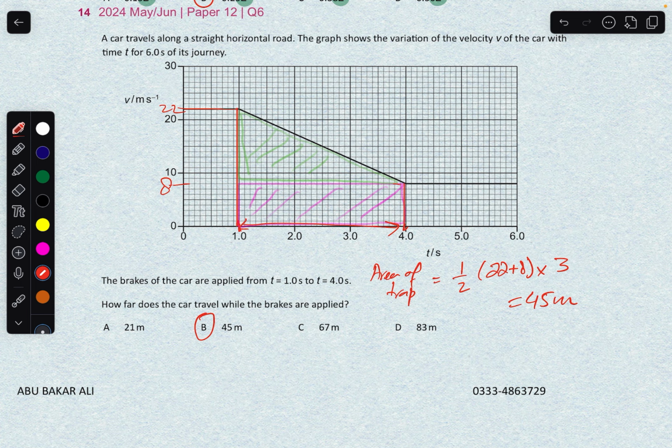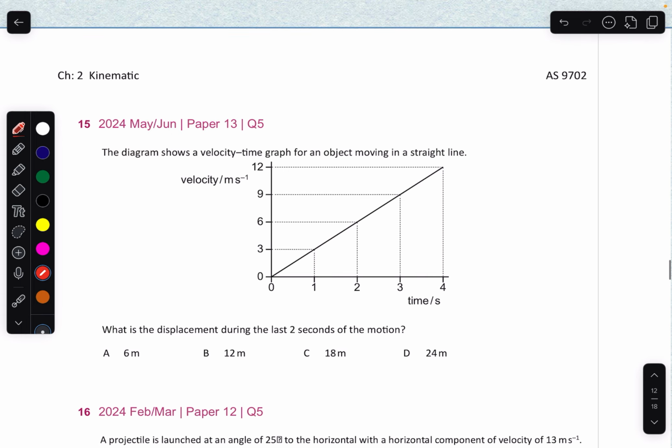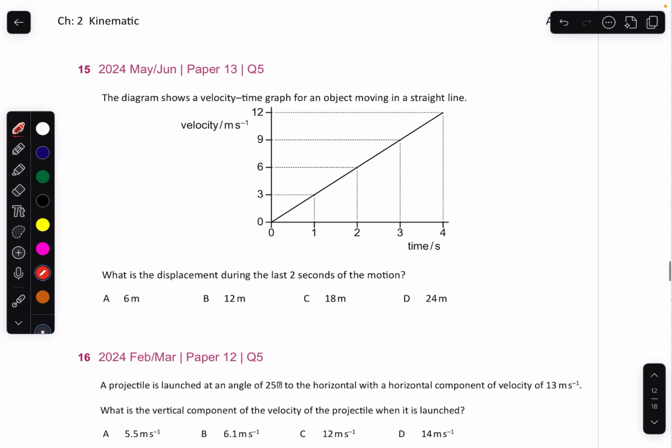Okay, it's option B. In the next question, the diagram shows a velocity time graph for an object moving in a straight line. What is the displacement during the last 2 seconds of the motion? So the last 2 seconds are here.